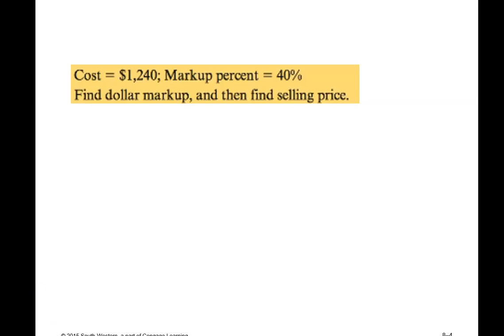Let's say that we have an item that costs $1,240. The retailer marks it up by 40%. We're going to first find the dollar markup and then the selling price. So I'm going to take 1,240 times 40%, and this gives me a dollar markup amount of $496.